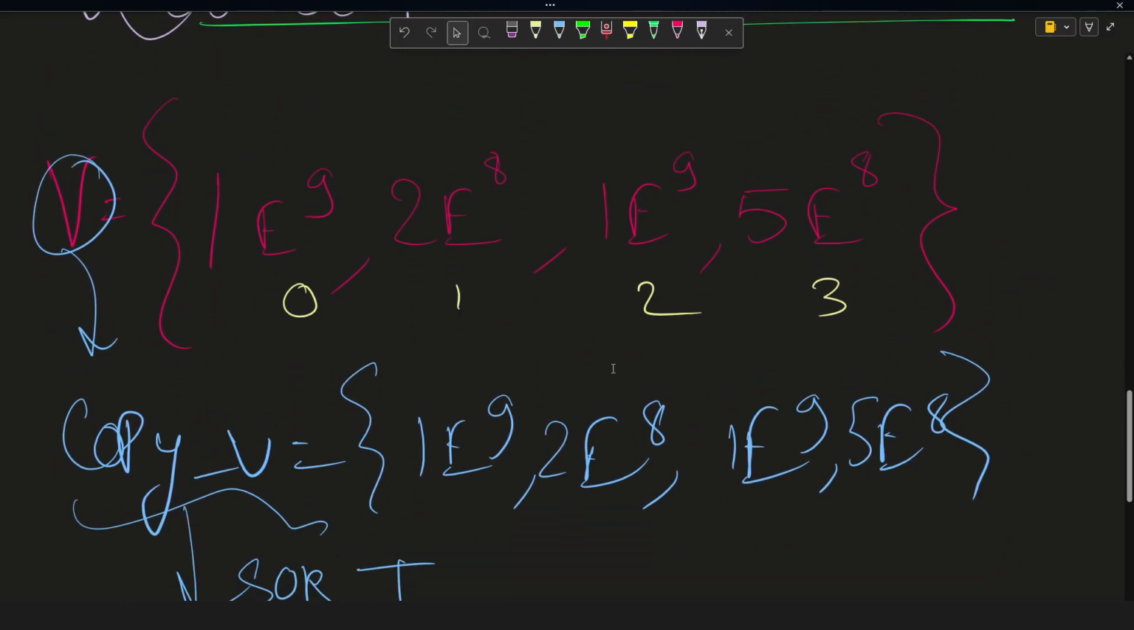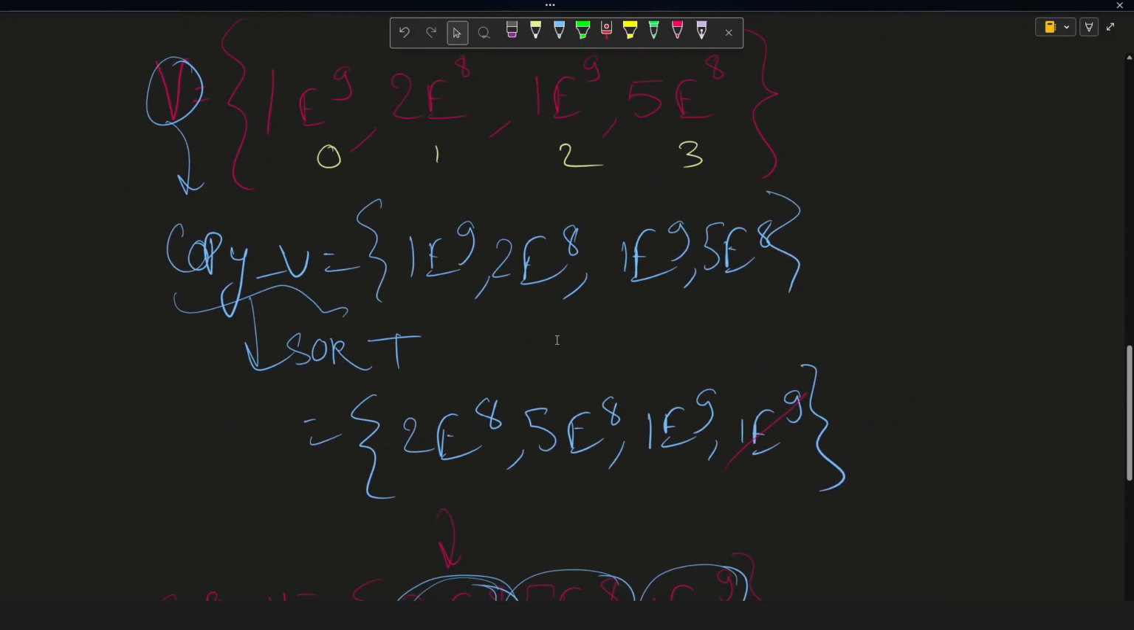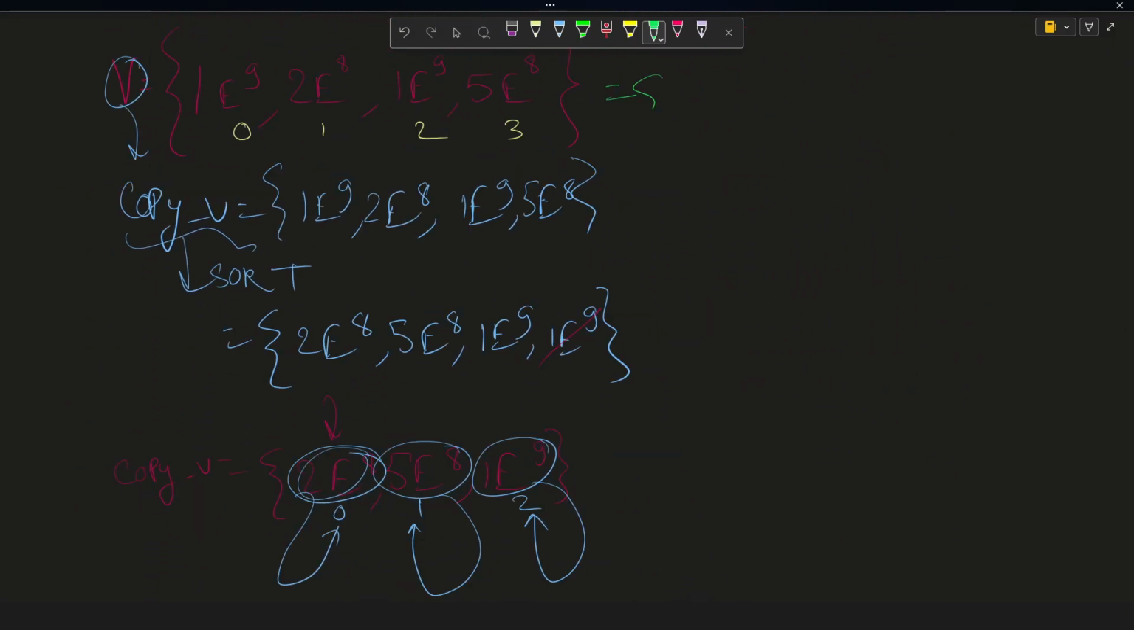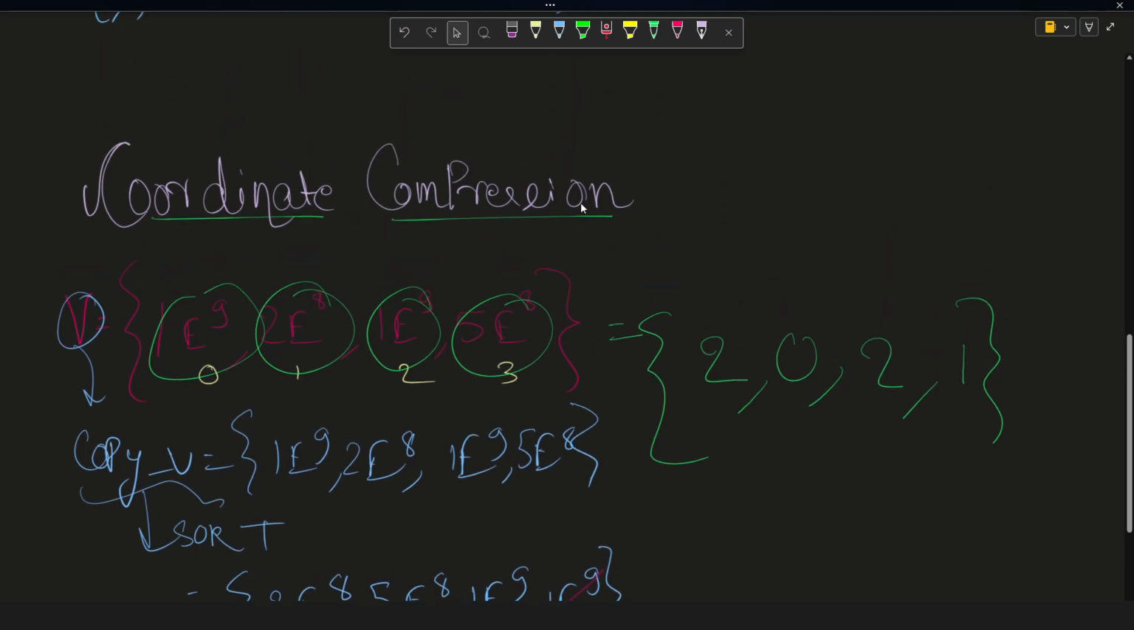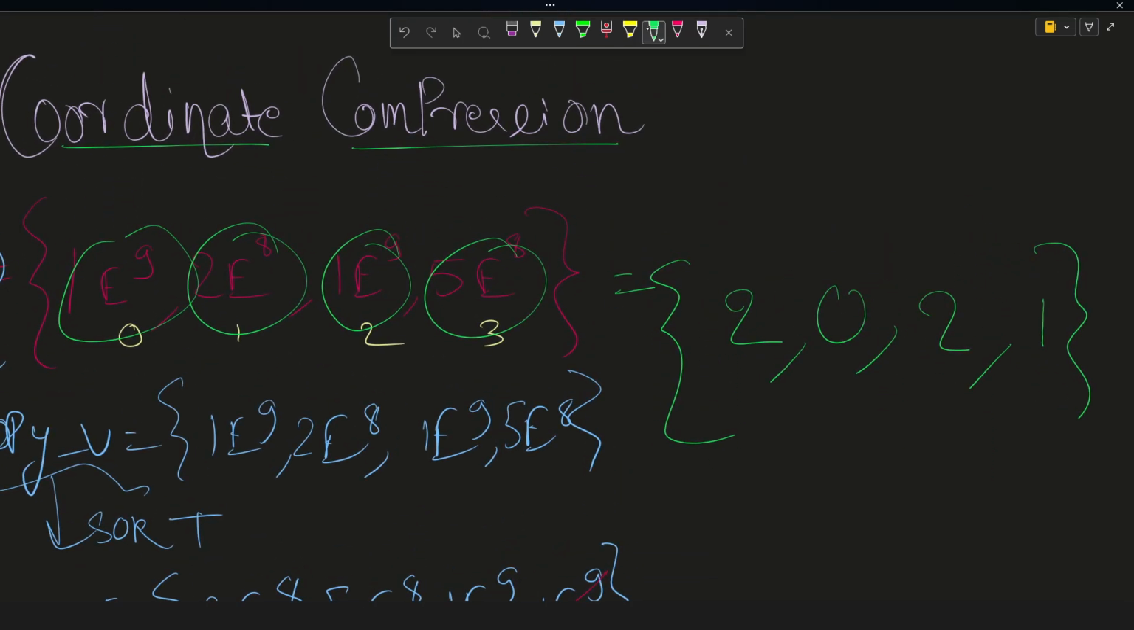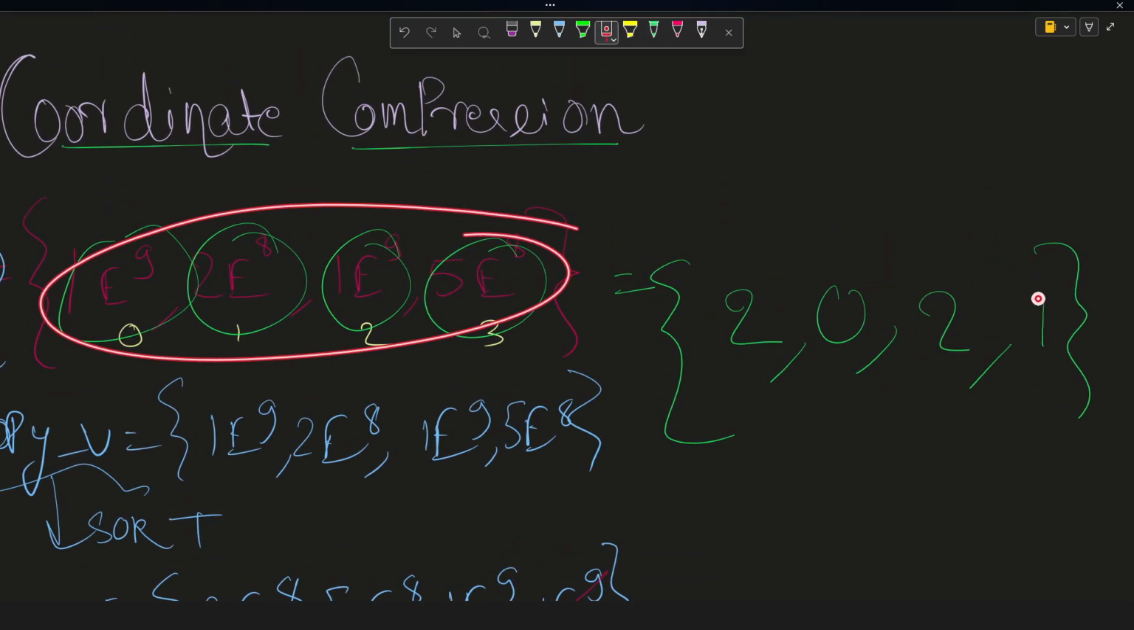Since the original array was something like this, if I map them using their new values, then 1e9 is now equal to 2, so I will write 2. This 2e8 is now equal to 0, so 0. Again this 1e9 is equal to this 2 only, so 2. And this 5e8 is now equal to 1, so 1. Instead of doing operations on this original array, I will simply use this array now.